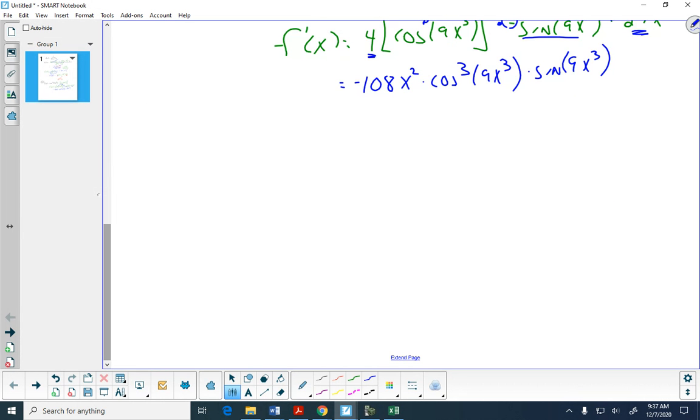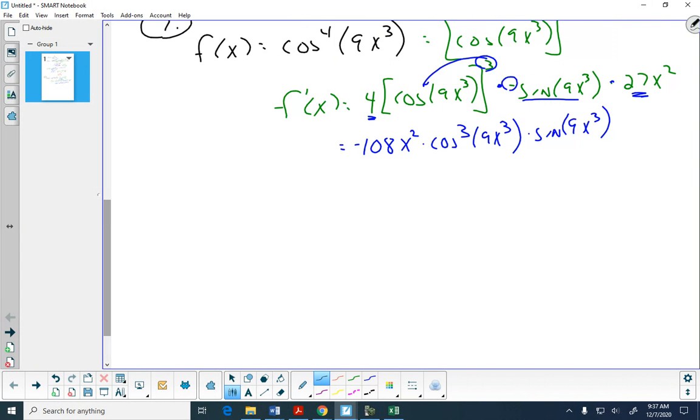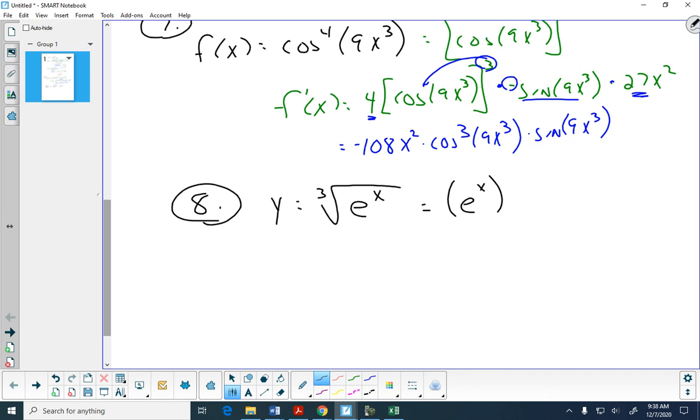If we take a look at problem 28, or no, I'm sorry, number 8, my bad. We have the cube root of e to the x. We cannot deal with radicals and derivatives. So we have to put it into an exponential form to be able to deal with radicals and derivatives. So we have e to the x, and we have the cube root of that.